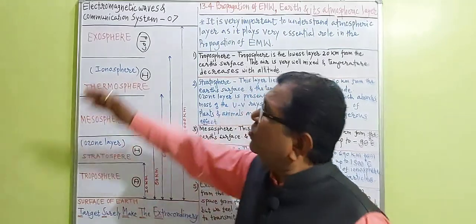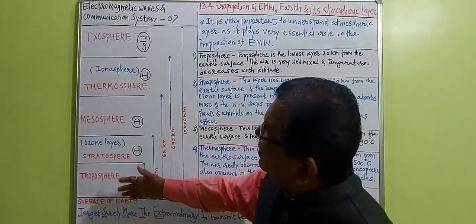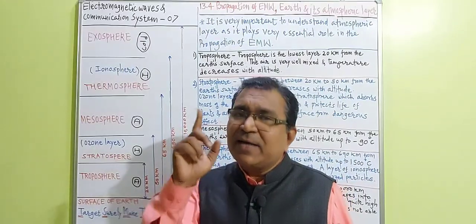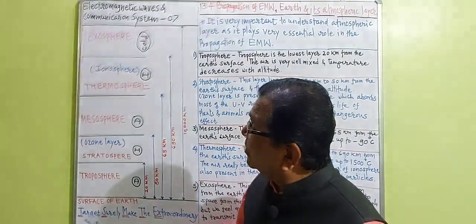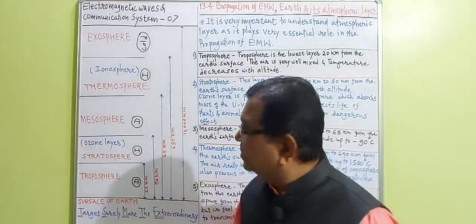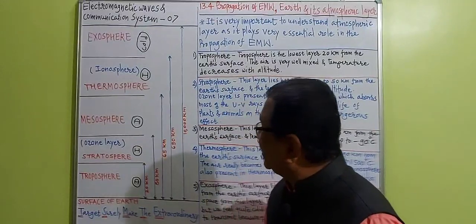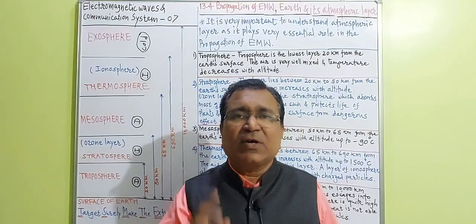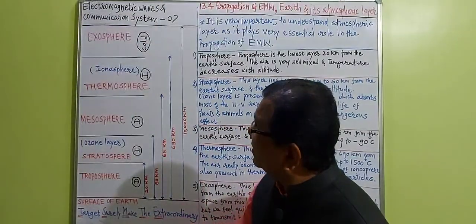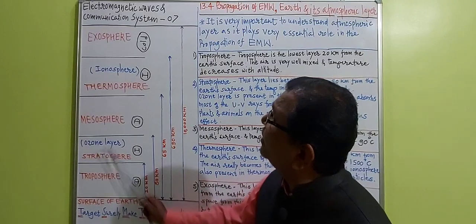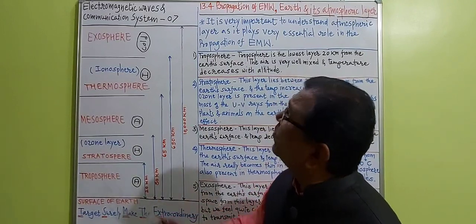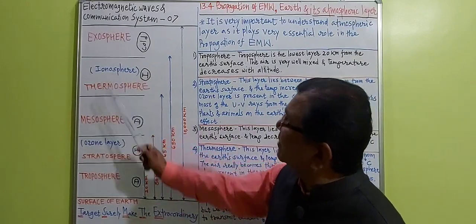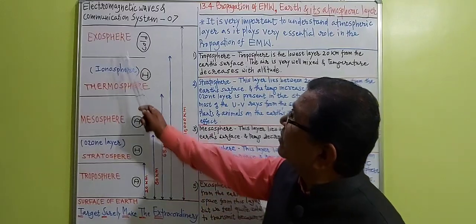So this is all about the different atmospheric layers that we have learned today by recalling the sentence that I have prepared on my own: Target surely make the extraordinary. T for troposphere, S for stratosphere, ozone layer is also present in the stratosphere, M for mesosphere, T for thermosphere, ionosphere is also present in the thermosphere, and EX for exosphere.